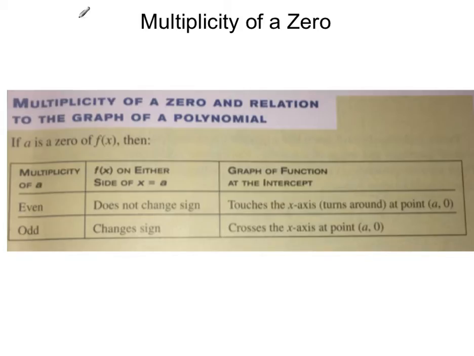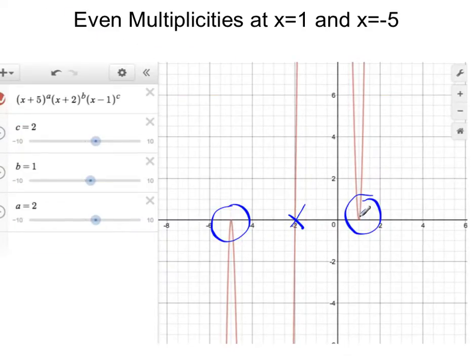So, in summary, multiplicity of a 0 tells us a little bit about the graph. If the multiplicity of my 0 is even, f of x on either side of x equals a does not change signs. So what does that mean? Well, let's look back here. My 0 here is 2, and is my 0 there too? No. My 0 there is 1. The multiplicity here is even. So to the left of 1, my function is positive. To the right of 1, my function is positive.